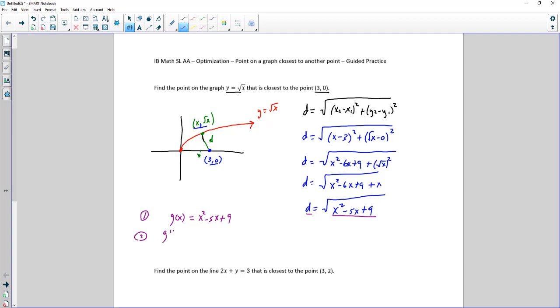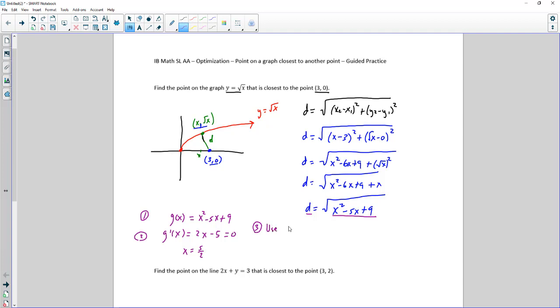So we'll take this derivative, and this will be 2x minus 5. We will set this equal to 0 and solve it. So what I'll get here is x will equal 5/2.